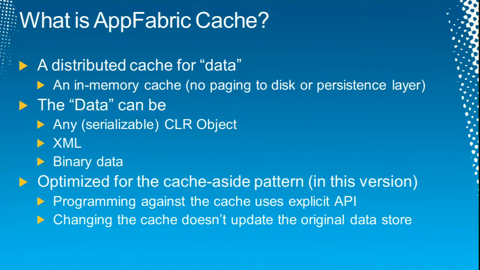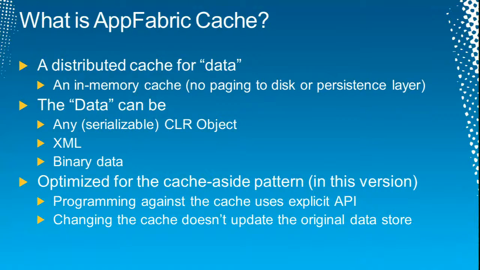AppFabric cache has a .NET API. It's written in .NET code. I can store any object in it. I can store any .NET serializable object. I can store XML. I can store binary data. I get to choose what to put in the cache. In this particular version, AppFabric cache is optimized for a particular caching pattern called the cache aside pattern.